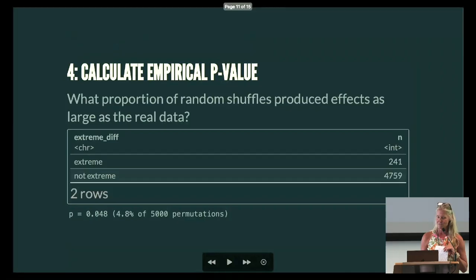So the next step then is for them to calculate the proportion of those 5,000 differences that are as extreme or more extreme than the observed difference. And this forms the p-value, this hands-on version of the p-value. In this particular instance, 4.8% of the shuffled data sets produced a difference as large as the observed data.